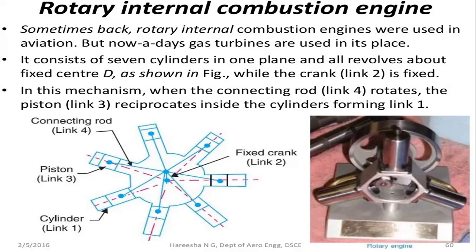So these are the connecting rods here. So it has 7 connecting rods, and the piston reciprocates inside the cylinder. So this is link 1, which is the fixed link, the cylinder, and link 2 is the crank here, which is the fixed center, that is called the crank here.